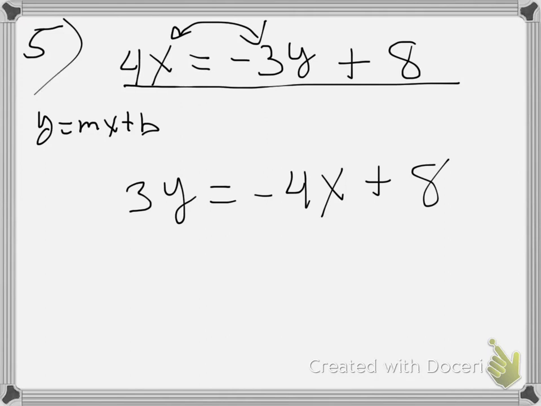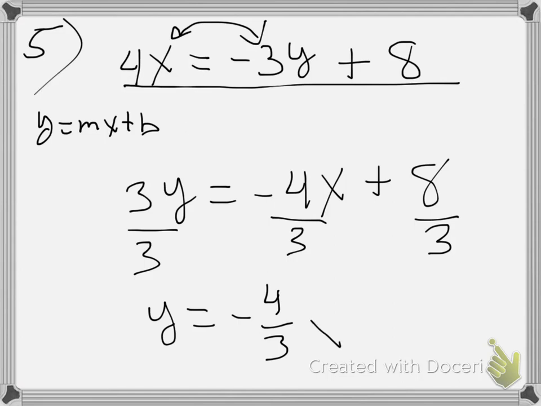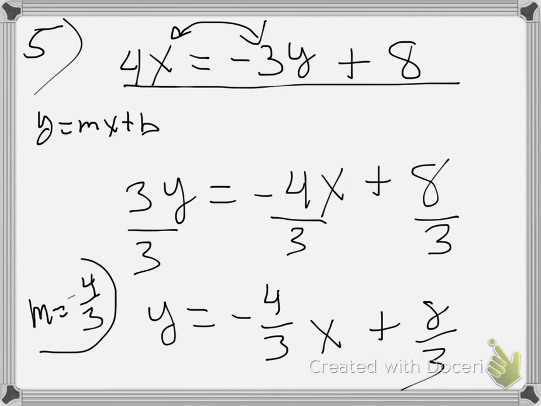Okay. Now, I'm going to divide everything by 3. And y is going to equal negative 4/3 x plus 8/3. Well, guess what? The slope is negative 4/3. Right? Nice little problem there. Okay. I think we're going to end part 2 right here, and we'll pick up with part 3.